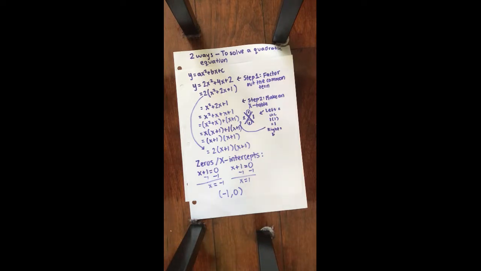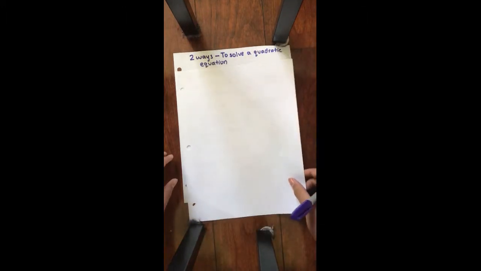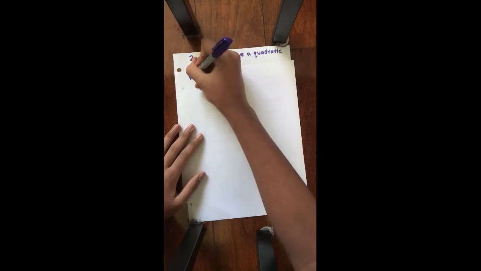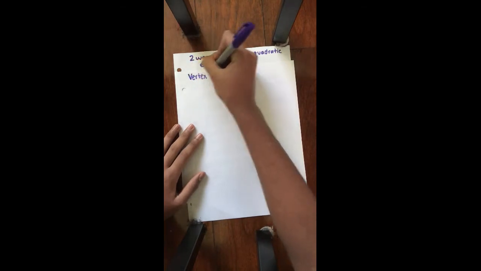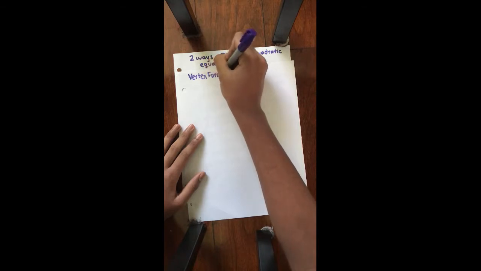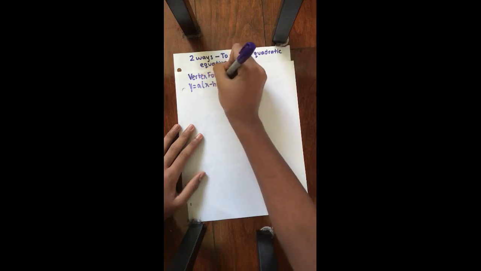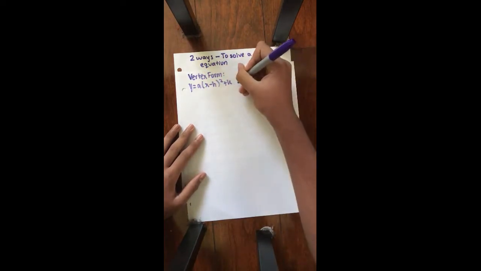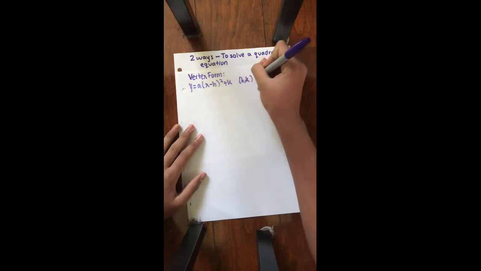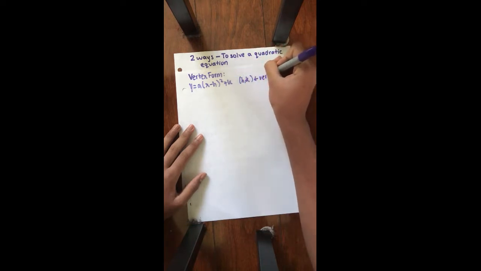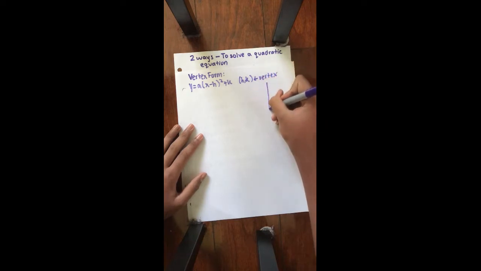Now let's dive into this other form that we call our vertex form. Our vertex form is written as y is equal to a times (x minus h) squared plus k, where (h, k) is the vertex. If you don't know what a vertex is, it's the lowest or highest point of a parabola. So this point is a vertex.